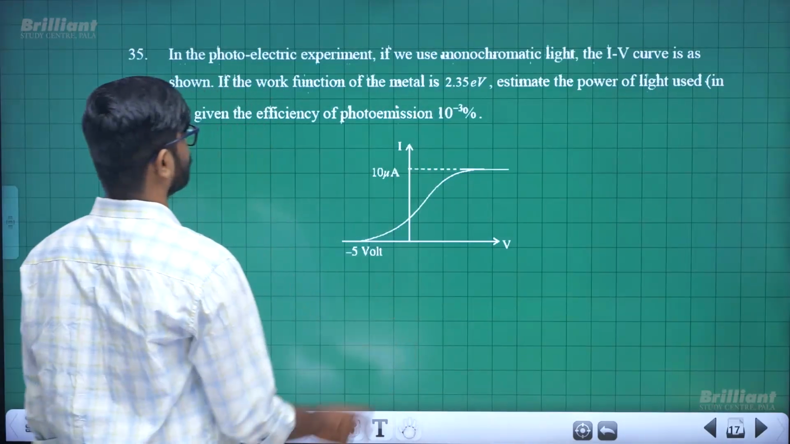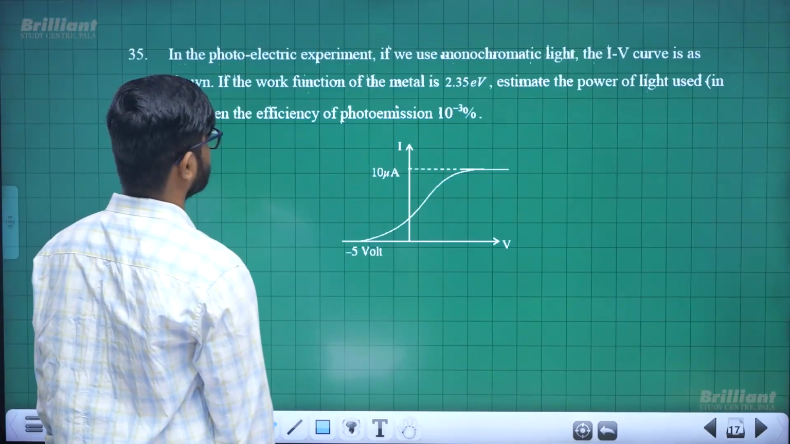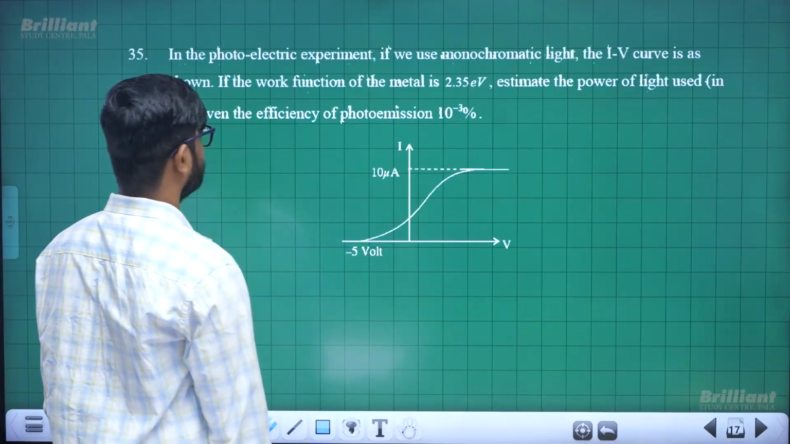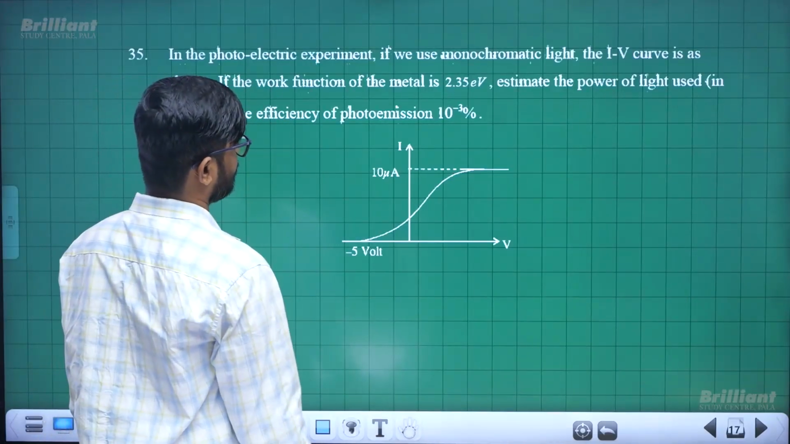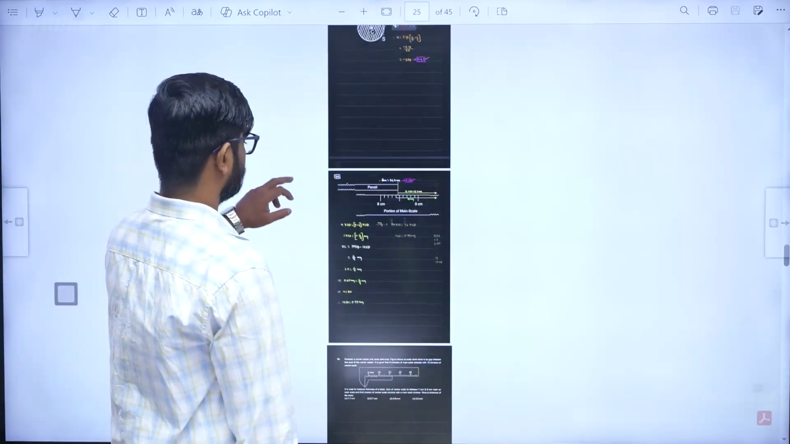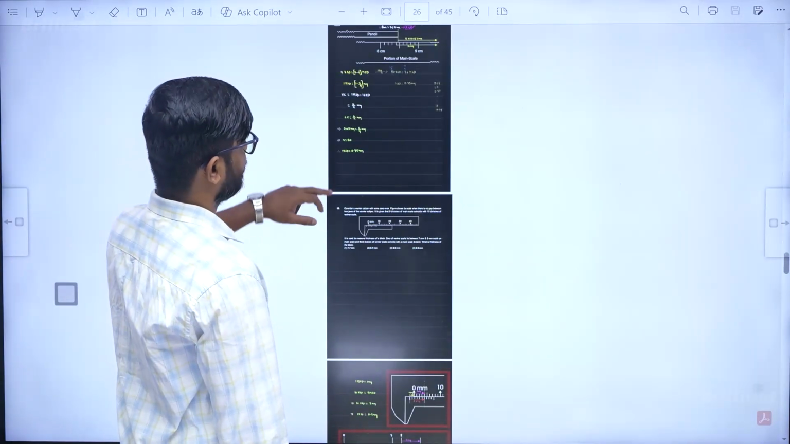In the photoelectric experiment, if you use monochromatic light, the IV curve is shown, and the work function is 2.35. Estimate the power of the light used, given the efficiency is 10 power minus 3 percent. Percentage wise it is 10 power minus 3, so it is 10 power minus 5. So for 10 power 5 photons, okay.